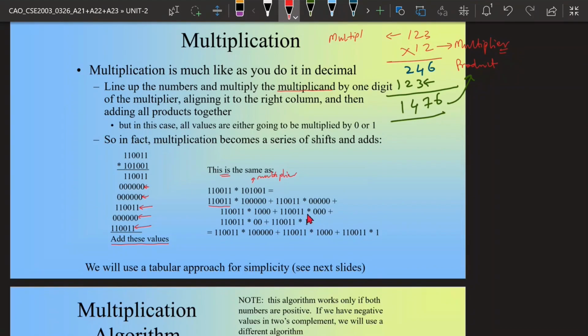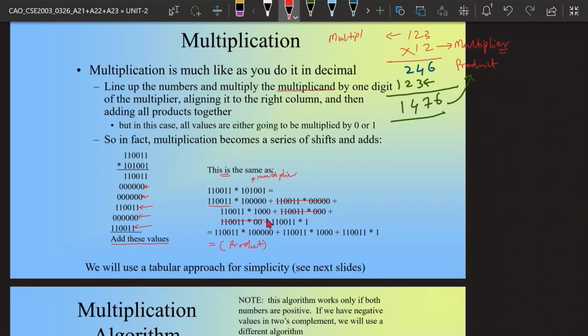After doing this, whenever there is a 0, it will become 0. Whenever there is a 1, that all will be added. So basically once we multiply, it is nothing but shifting. So this multiplication is going to multiply such that it is going to shift basically. After multiplying and then adding the result, we will be getting the product. We can do it like that also.